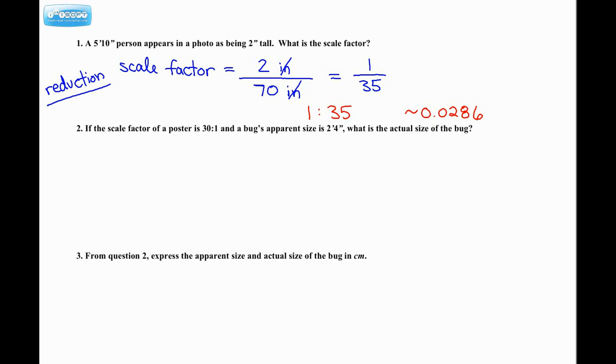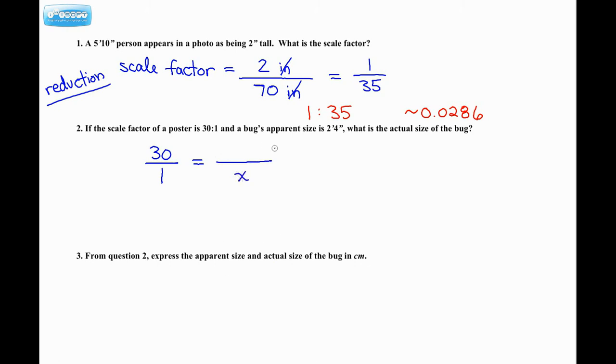If the scale factor of a poster is 30 to 1, and a bug's apparent size is 2 feet 4 inches, what is the actual size of the bug? All right, well, I sure hope this is an enlargement because a bug that's over 2 feet long, no thanks. All right, so the scale factor is 30 over 1. So that's the ratio of the apparent size versus the actual size. And that is equal to, and what is it we want? We want the actual size. Well, the actual size goes on the bottom. So that is x.